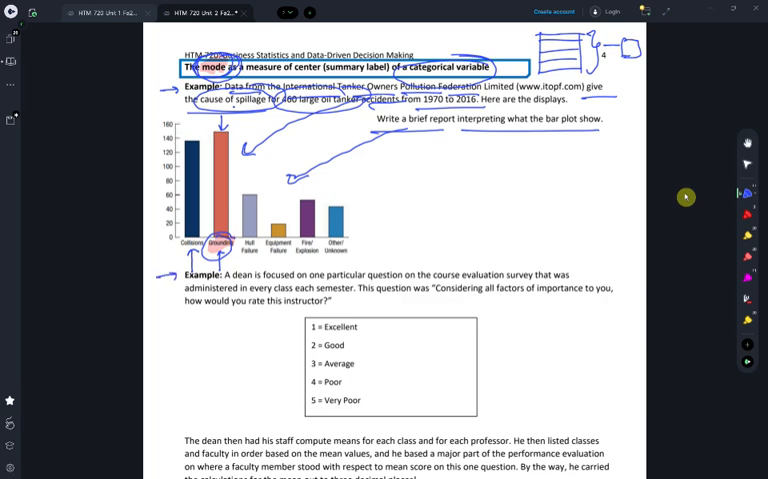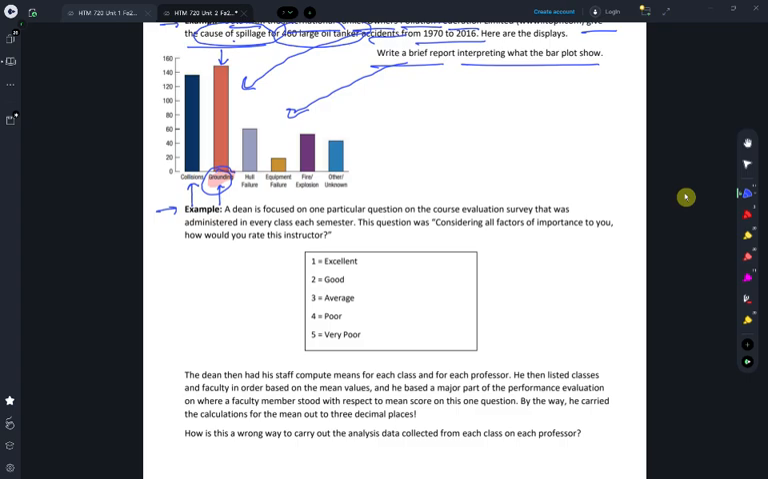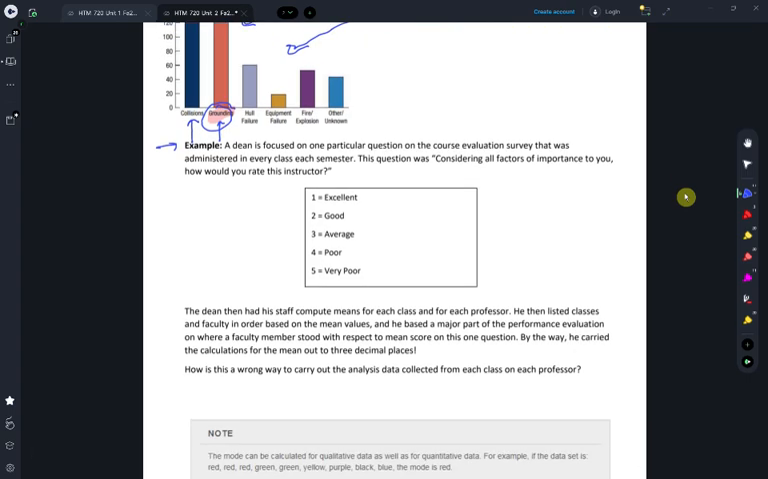Here is another example. In this example, I'd like to highlight how sometimes statistics can be misused. Here is the case of a dean who is focused on one particular question on the course evaluation. And that question was, considering all factors of importance to you, how would you rate this instructor? Write 1 if it is excellent, 2 if good, 3 if it's average, and so on, until 5, which is very poor.